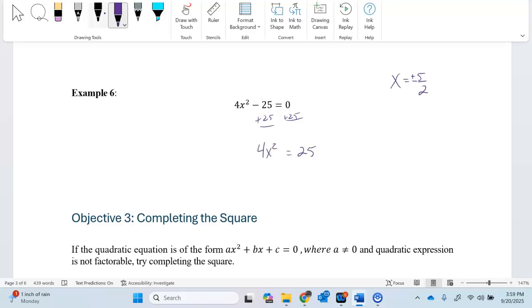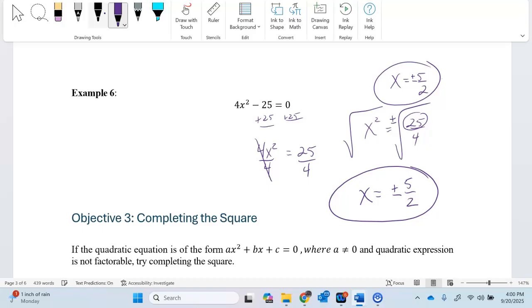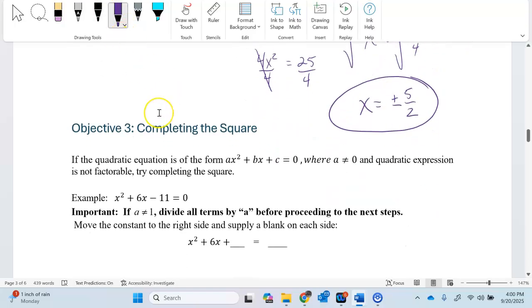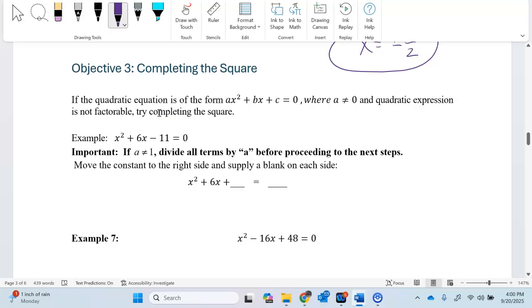Remember the goal of solving by taking roots: isolate your variable term. So I've done that. x squared equals 25/4. And then I take the square root of both sides. I do my plus or minus. It gives me x equals plus or minus, square root of 25 is 5, square root of 4 is 2. So I do get the same thing I got when I factored. Taking square roots, pretty straightforward. Let's move on to completing the square.